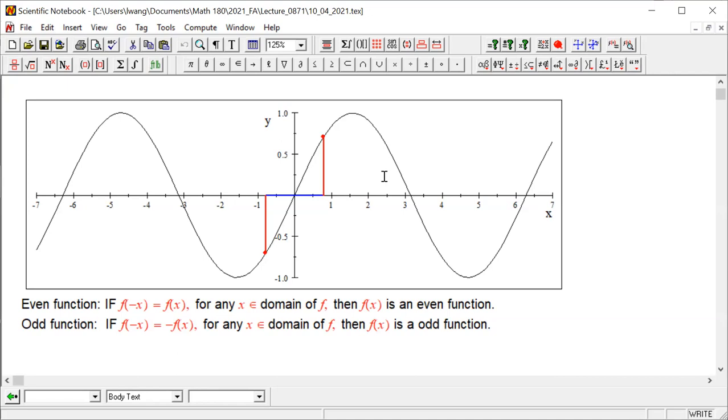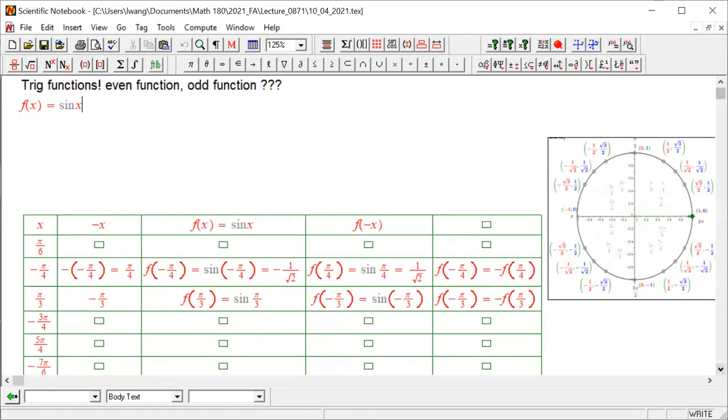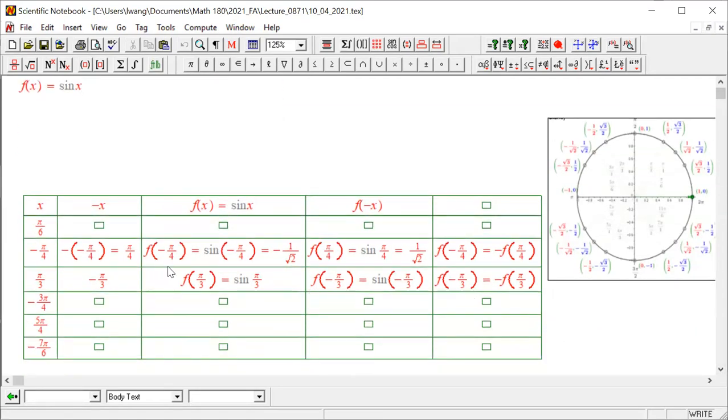And for even function, which is... we have 6 minutes left, right? And I'm not completing the table for you in class. I trust you guys have completed it, okay? If you have any questions, please ask now. If you have any questions completing the table, I trust that you guys have got it, right?